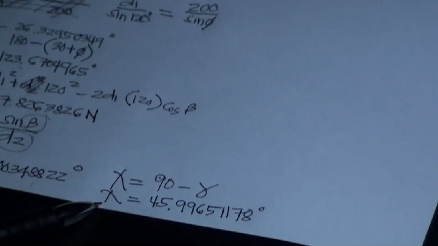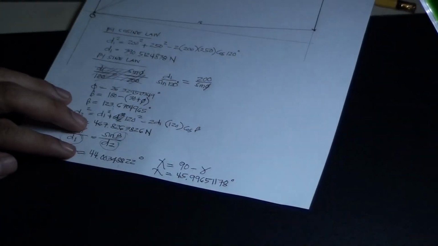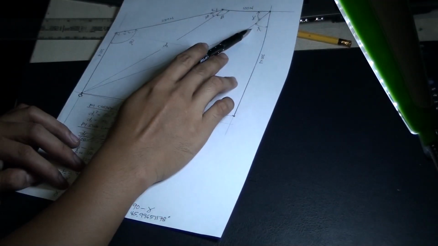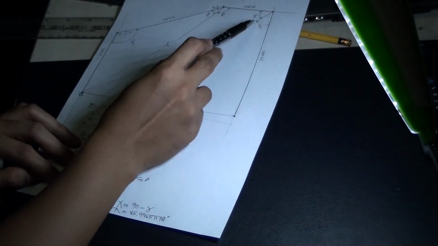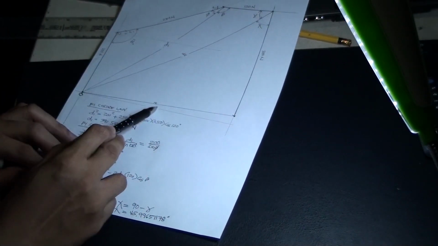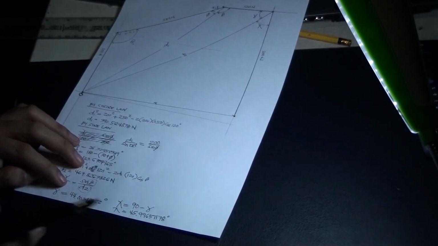This is the angle now, lambda, to use as a basis for solving your R. This is your lambda and this is your R. So we need this angle here, which is already solved. So opposite to that is immediately your R. So we can now solve. This is now ready for solving R.